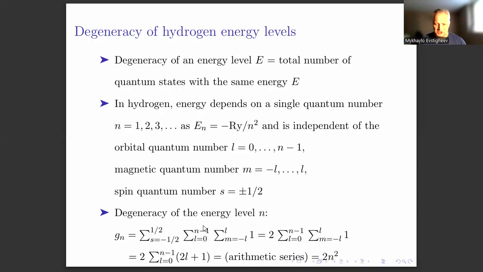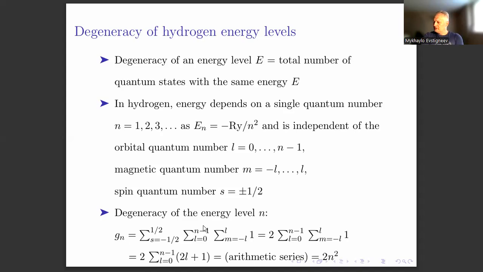And the degree of degeneracy is the number of those quantum states that have the same energy. In the future, for the sake of brevity, I will just use the word degeneracy instead of degree of degeneracy, because we now all know what degeneracy is, right? So let us calculate the degeneracy of an electron in a hydrogen atom.